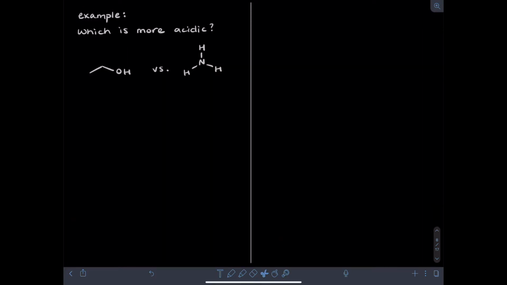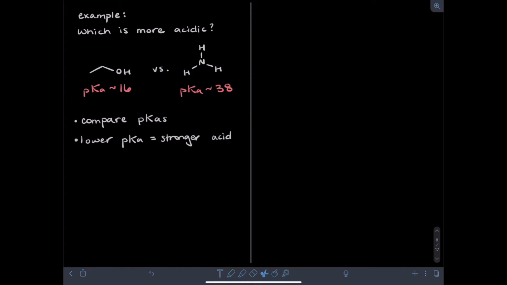So an example of what a problem could look like is being asked to compare two compounds and figure out which one is more acidic. Here I'm showing an alcohol compared to NH3. What I would do is compare the pKa's of these two compounds. And the molecule with the lower pKa is going to be my stronger acid. The pKa of this alcohol is about 16, and the pKa of NH3 is 38. Because the pKa of the alcohol is lower, that means this is our more acidic molecule.